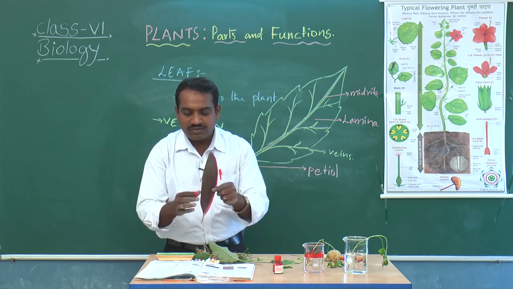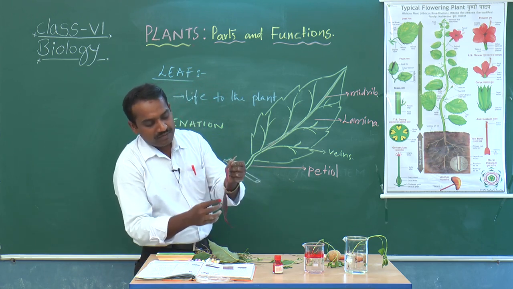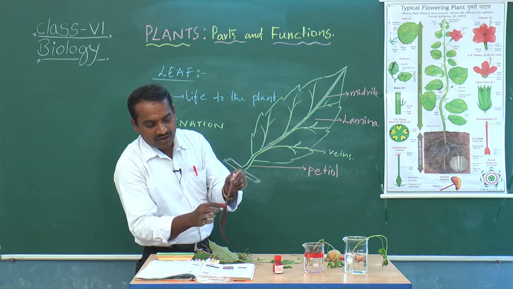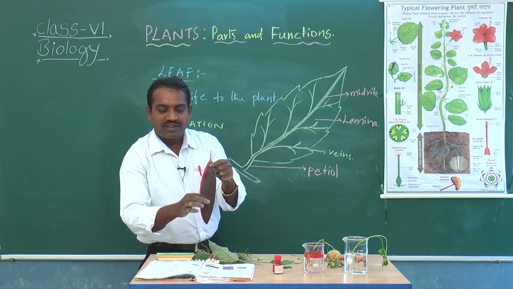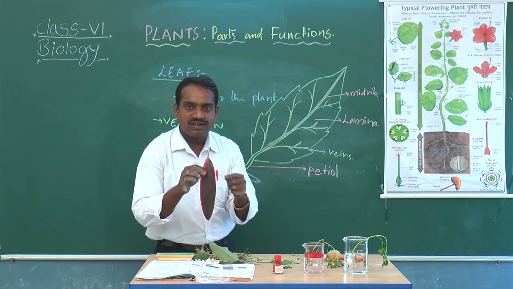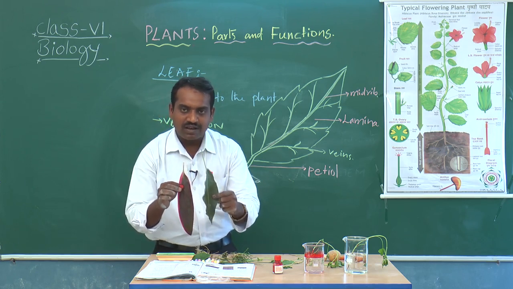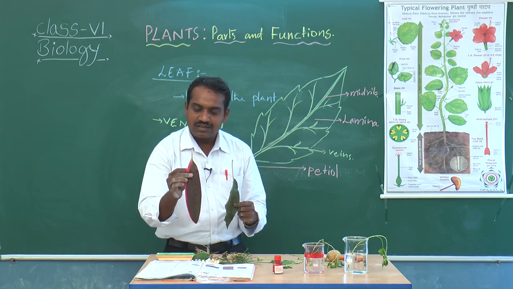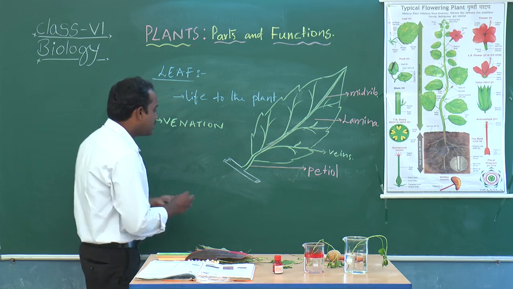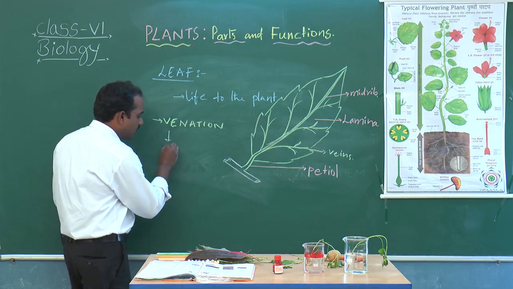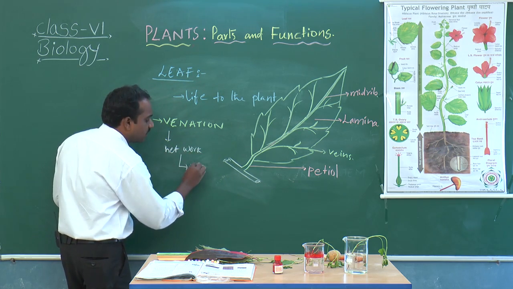Whereas, if you observe this leaf, it has a midrib. From the midrib, the remaining veins all appear parallel to this midrib. That means the venation is different in different leaves. In this, the veins are arranged like a web or network, whereas in this, the veins are arranged parallel. That means the arrangement of veins like a network is called reticulate venation.